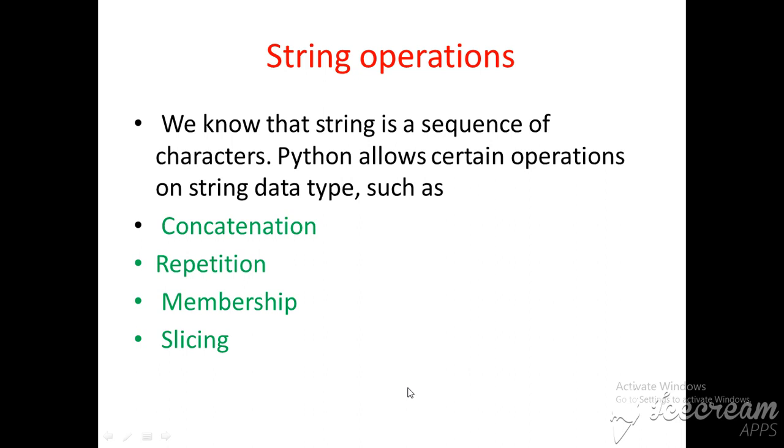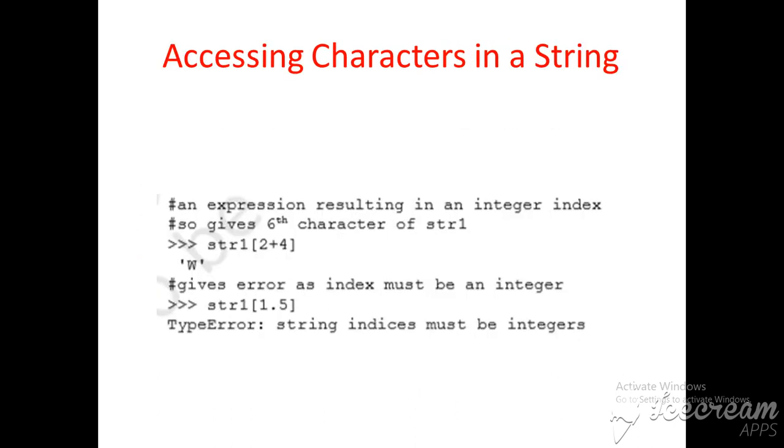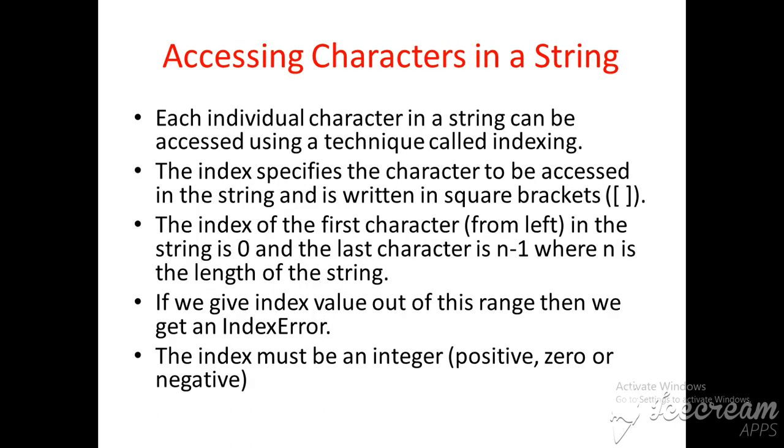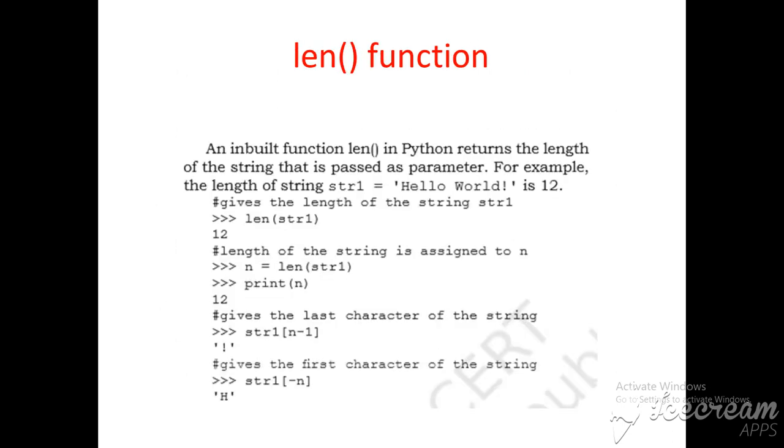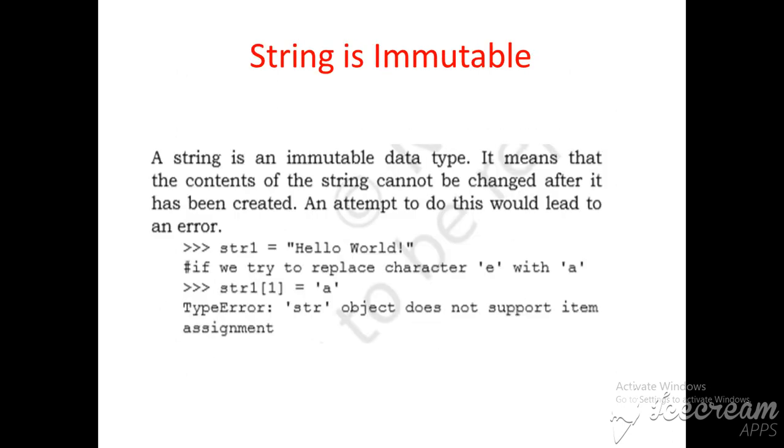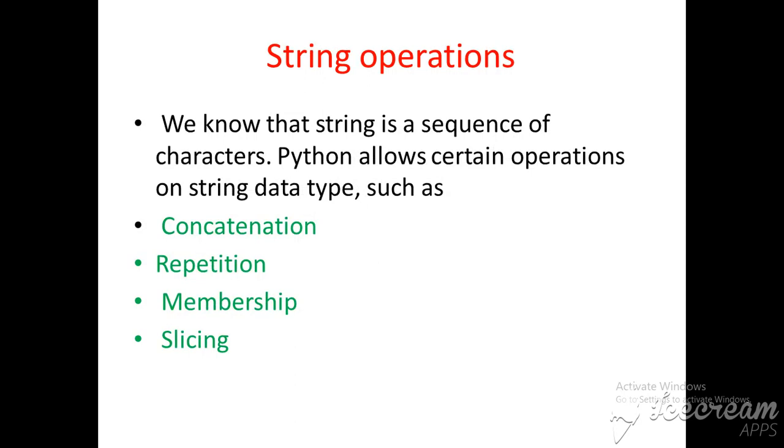In the previous class we started chapter 8, Strings, and we studied what a string is, how to access a character in a string, the length function, and the immutability of strings. Today we are going to study some string operations. We already studied that a string is a sequence of characters. Python allows certain operations on string data types such as concatenation, repetition, membership, and slicing.